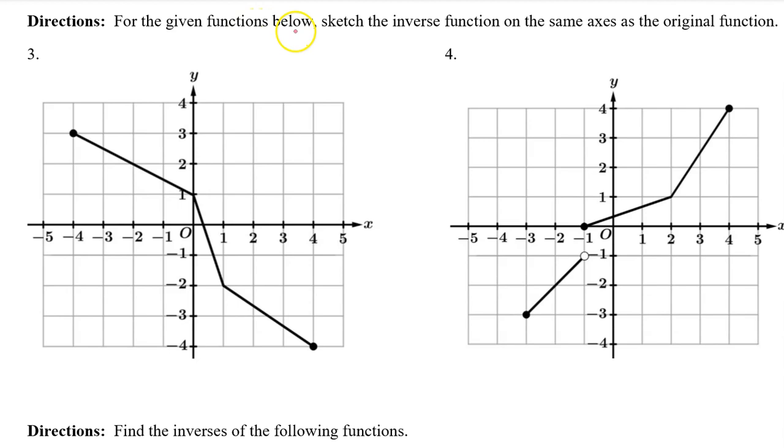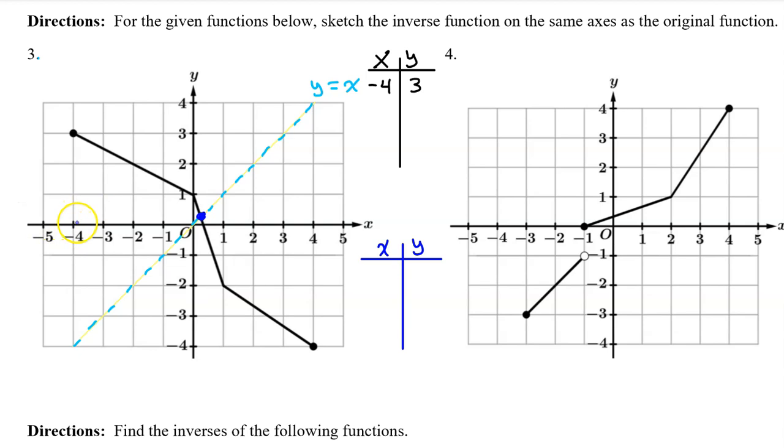For the given functions below, sketch the inverse function on the same axes as the original function. The inverse graph will be the reflection over the line y equals x. Therefore, any point on the original function that is on the line y equals x will not actually move. So this point right here will also be a point on the inverse graph.